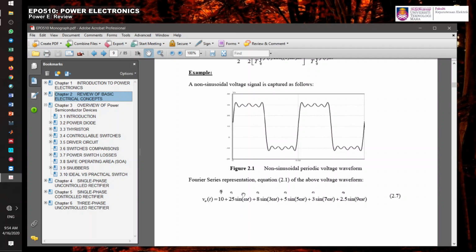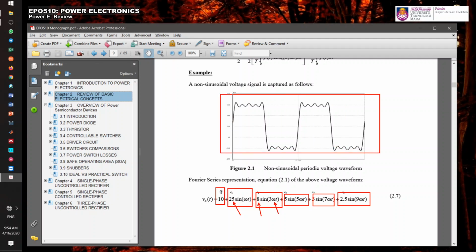So which means this waveform is made of a DC component of 10 volts, and then we have this 50 Hz frequency because it's omega t. The amplitude is 25. Sorry. And then you have the third component which is at 150 Hz. The amplitude is 8 volt, followed by the fifth component, seventh component, and ninth component. If you add these equations, then you get this waveform. Okay, right.